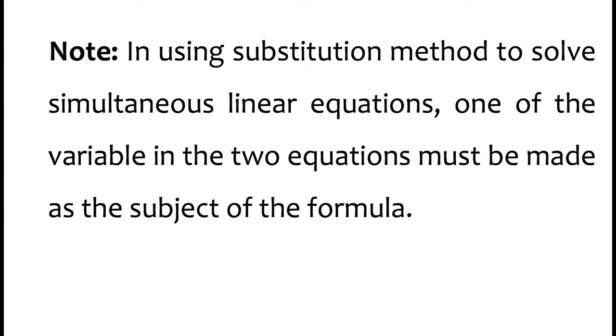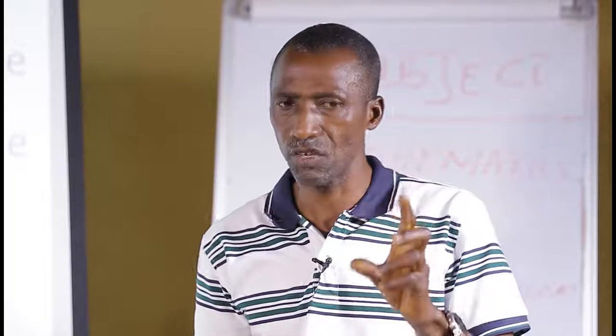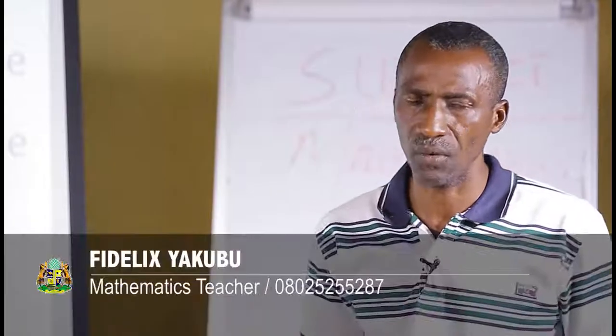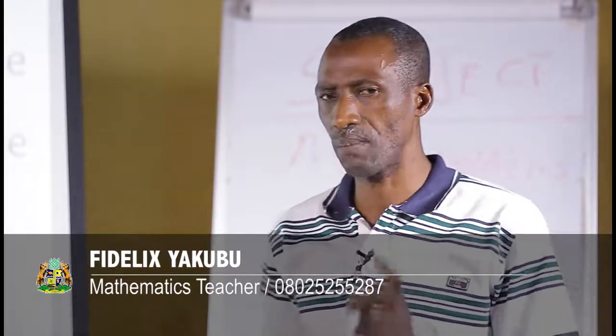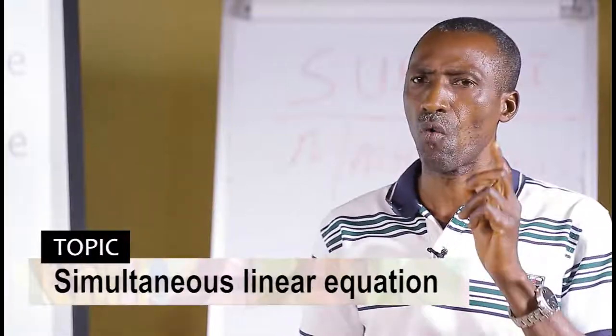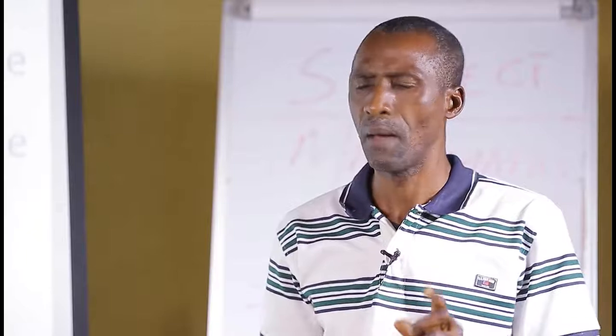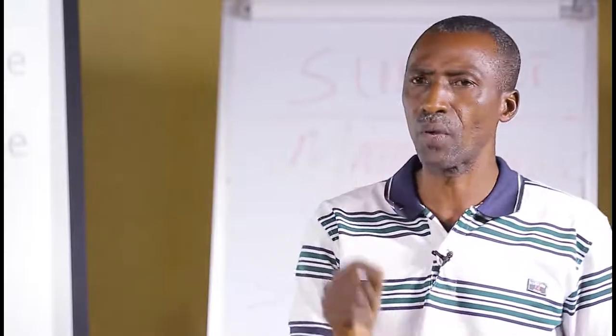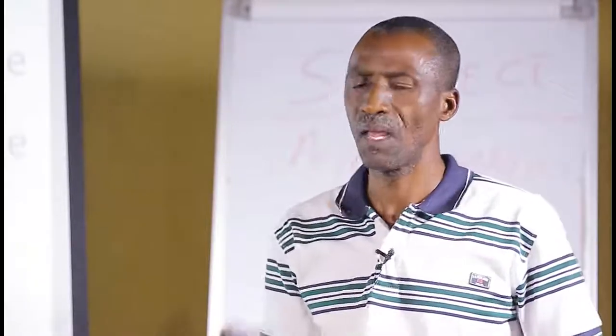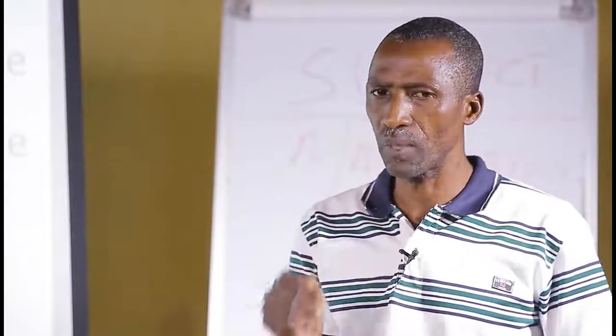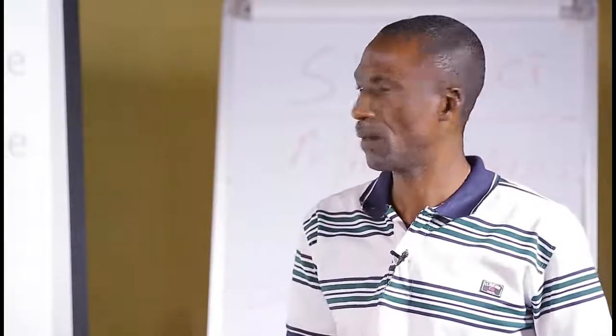In using substitution method to solve simultaneous linear equations, one of the variables in the 2 equations must be made the subject of the formula. Take note, the first procedure is that one of the 2 unknowns must be made the subject of the formula, particularly the unknown which has 1 as its coefficient.